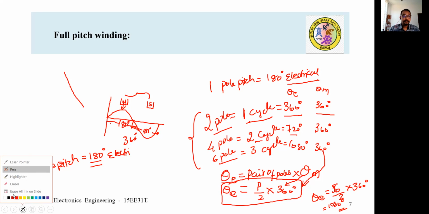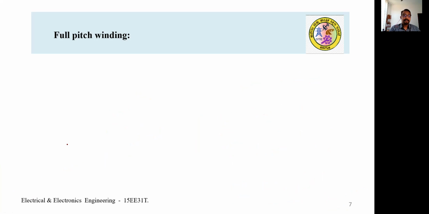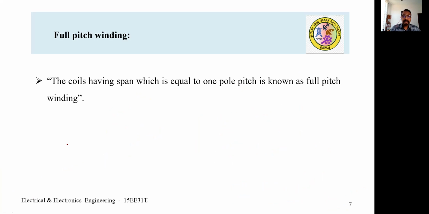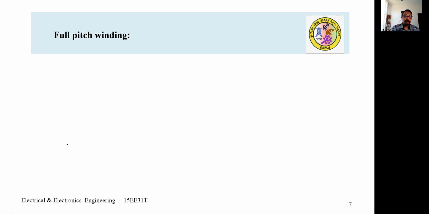Next. So what is meant by a full pitch winding? If the coil span, then what is meant by coil span? The coil span is nothing but the distance between the two sides of a coil. This is one coil. Imagine this is the winding.